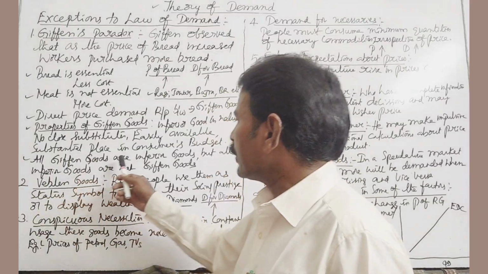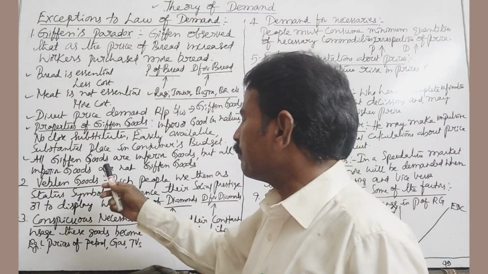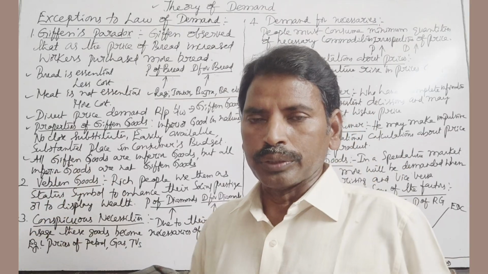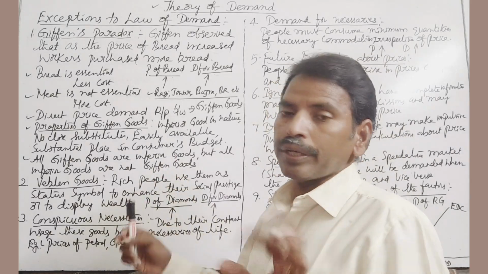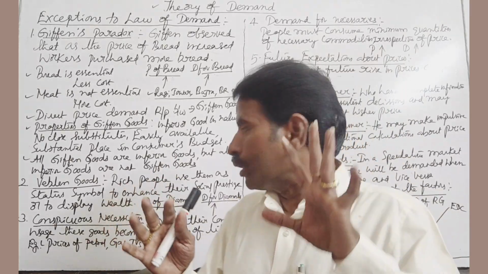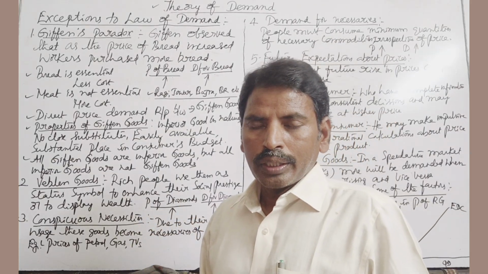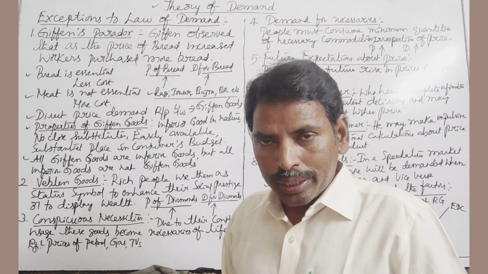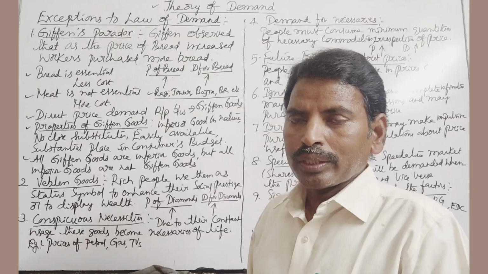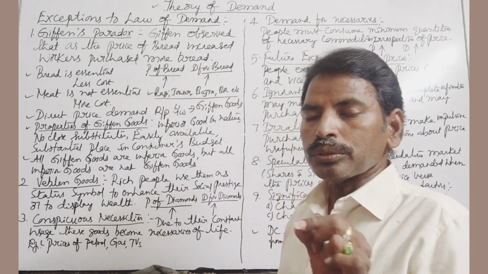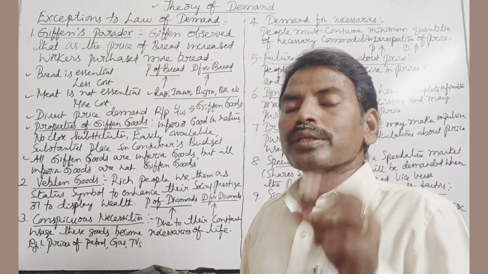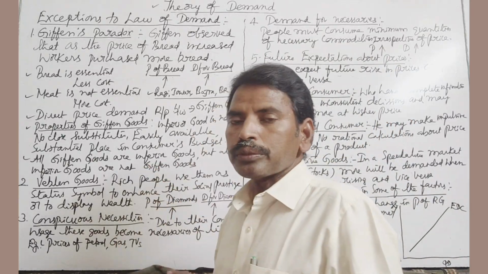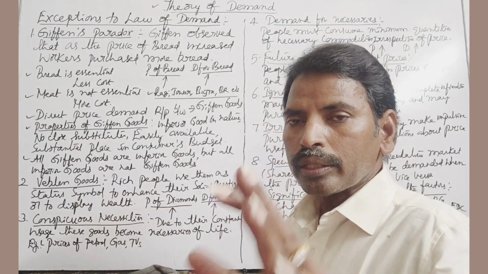Next, all Giffen goods are inferior goods, but all inferior goods are not Giffen goods. Giffen goods are a subset of inferior goods. In the case of inferior goods, if the income of the consumer increases, they demand less of them and demand more superior goods. So in the case of inferior goods, there is a negative relationship with income. Therefore, all Giffen goods are inferior goods, but all inferior goods are not Giffen goods.